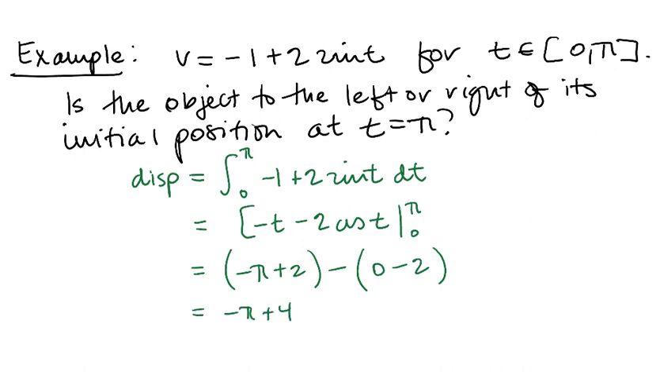So what are we thinking? To the left or to the right based on this? To the right. But why? Yeah, because 4 is bigger than pi, therefore -pi plus 4 is going to be a positive number. So I conclude that the particle is to the right of where it started. All right, so we conclude it's to the right.